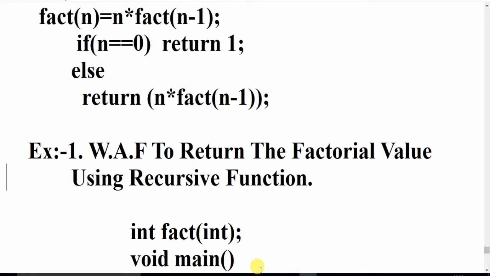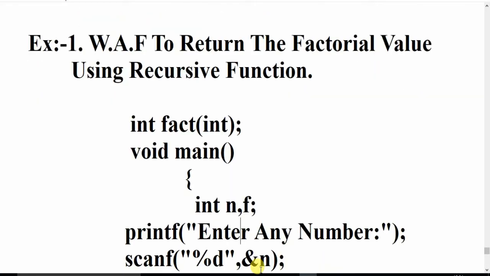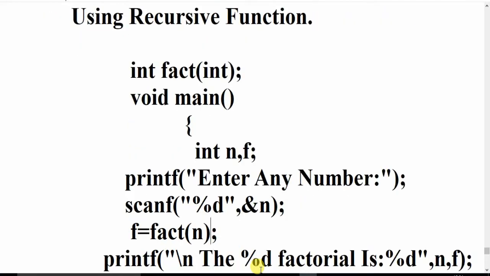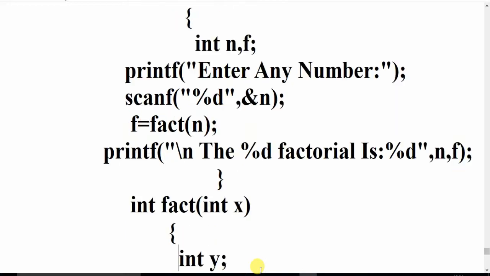Let's observe this one: int fact of int, void main, int n comma f. Enter any number, scanf percentage d, n, then f equivalent to fact of n. For example, the n entered by the user is 5. Whenever you call this function, control is passing to the function definition. What is the function definition? Int fact of int x. The value of n is copied into x. What is the x value here? 5.